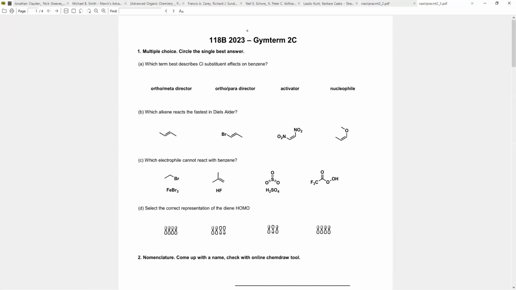Cool. All right. Which of the terms best describes a chlorine substituent effect on benzene? Remember, chlorine has a lone pair, so it is going to be an ortho/para director. But halogens are also deactivating. So remember, those two terms don't always go hand in hand.